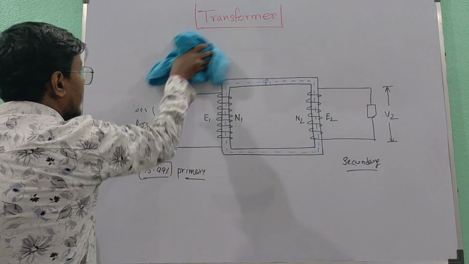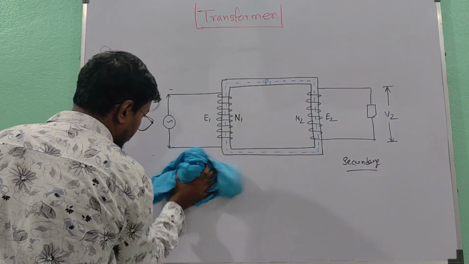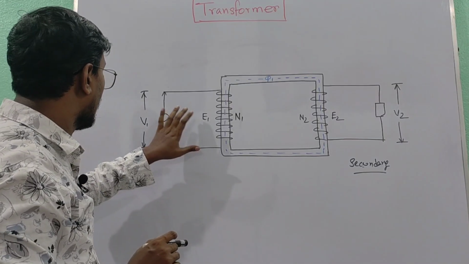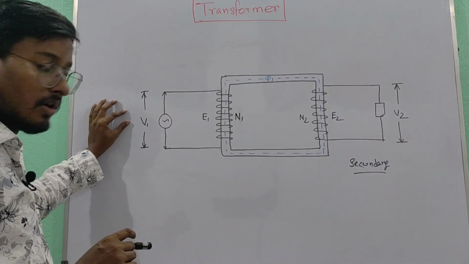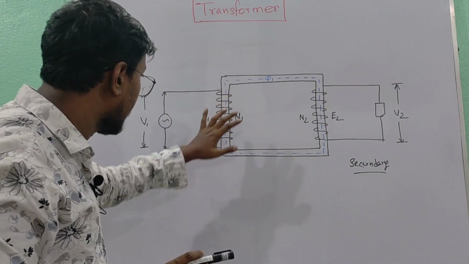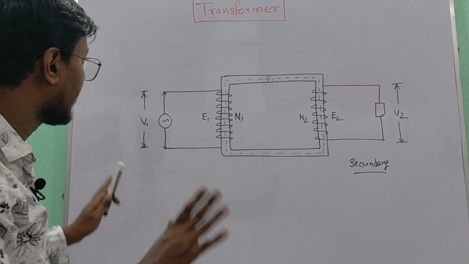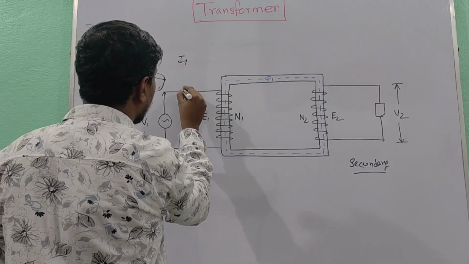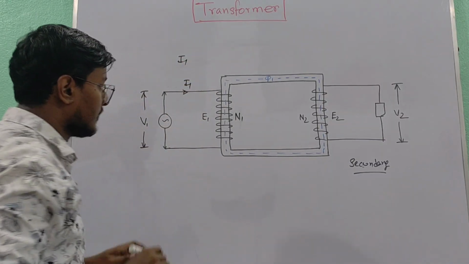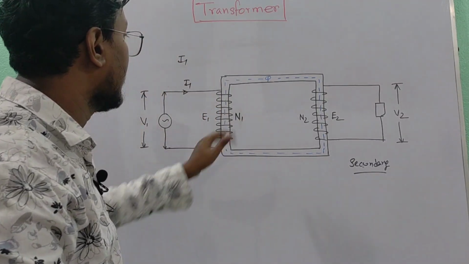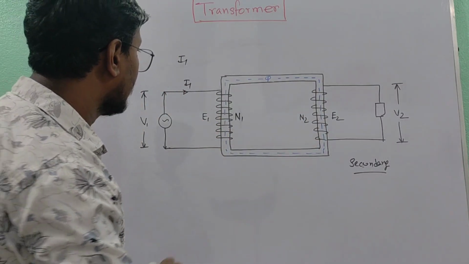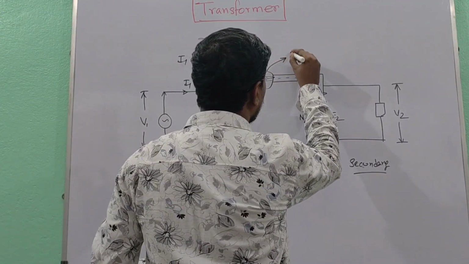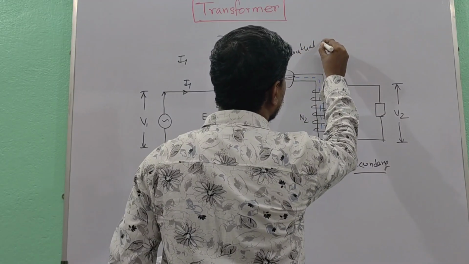Now let us understand how a transformer basically works. So here in primary we have connected V1 voltage source, an alternating voltage source. There will be a current flowing in the primary winding which is called primary current. Let us assume it as I1. Because of this primary current I1, there is an alternating flux phi set up in the core. Now this flux is not only linked with the primary but also with the secondary winding. Commonly this is called mutual flux.